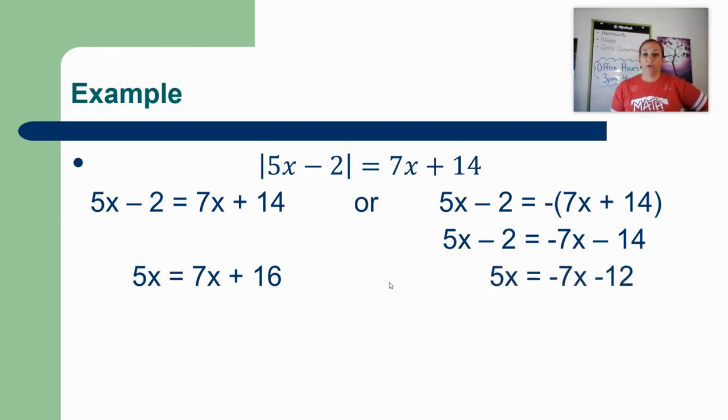On the second one, I'm also going to add 2 to the other side, but this time it's 2 plus a negative 14. And so since it's a negative 14, we get a different number, negative 12.